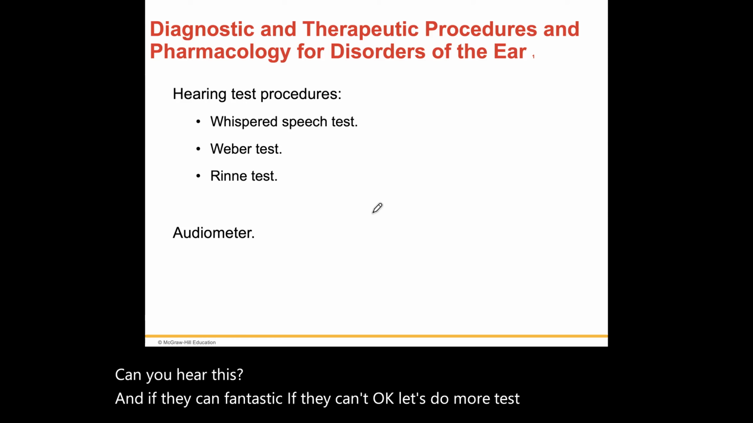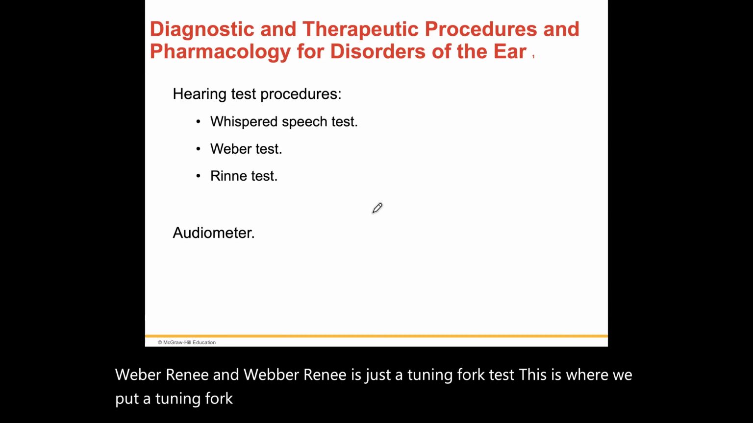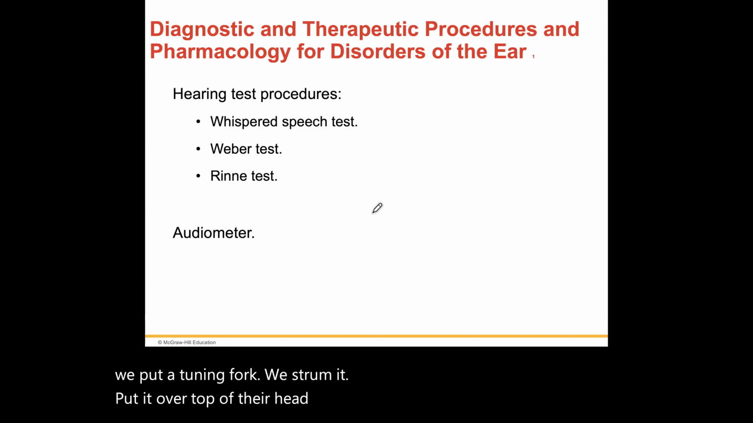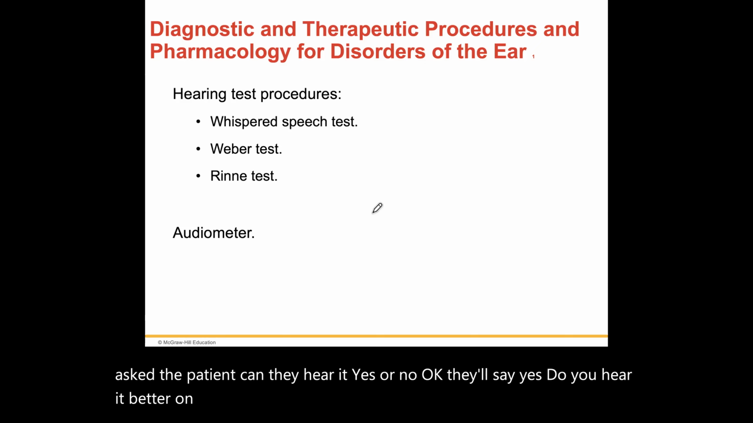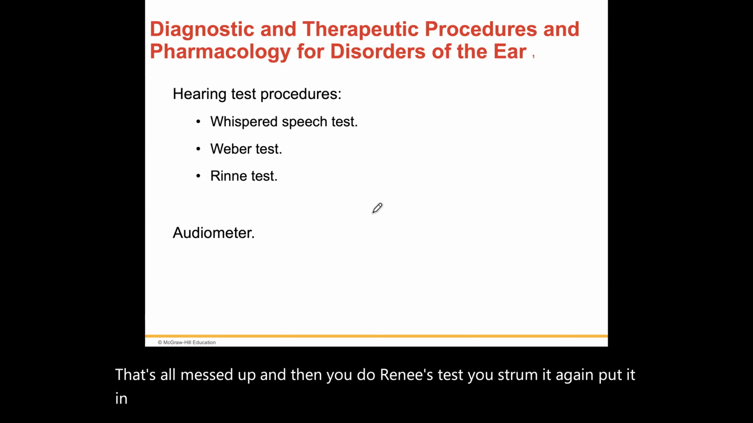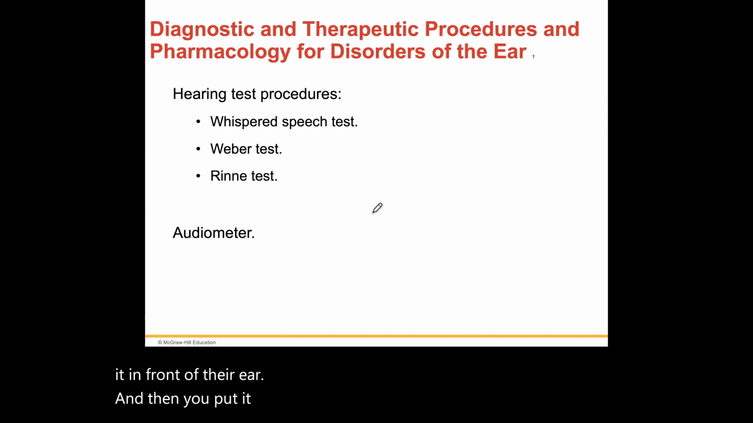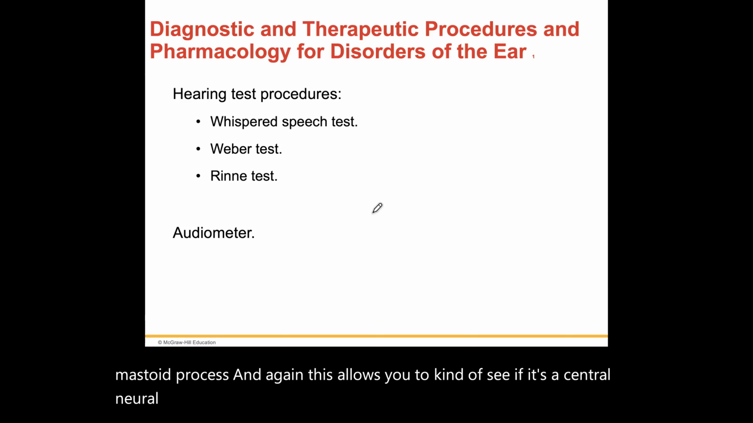Then we have Weber-Rinne, and Weber-Rinne is just a tuning fork test. This is where we strum a tuning fork and put it over top of their head, right in the middle of their head. We ask the patient, can they hear it? Yes or no? They'll say yes. Do you hear it better on one side or another? And if they do, you go to the side that's all messed up. Then you do Rinne's test, you strum it again, put it in front of their ear, and then you put the base of the tuning fork on their mastoid process. And again, this allows you to see if it's a sensorineural or a conductive deafness issue.